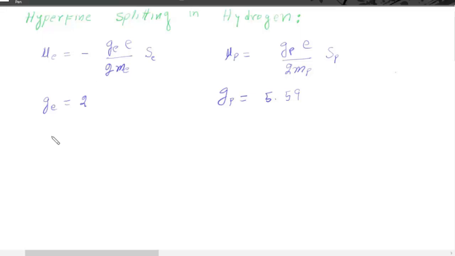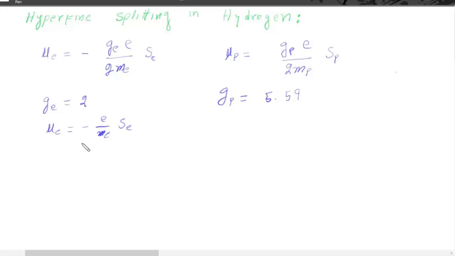Now we put in the value of g_e, then this 2 cancels with this 2, and we can write directly -e/(m_e) S_e. This is the value of the magnetic dipole for the electron.